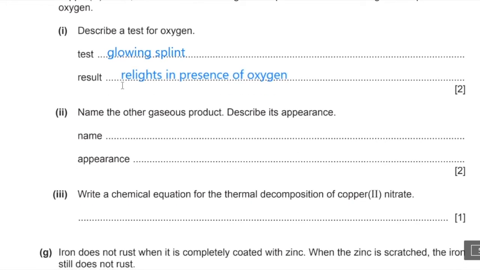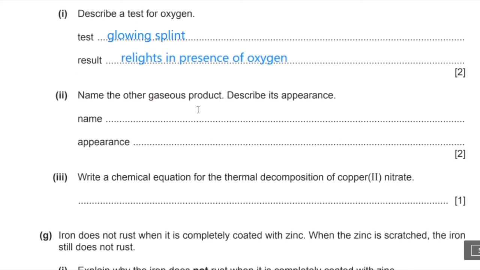Two, name the other gaseous product and describe its appearance. So the other gaseous product is nitrogen dioxide, and it is a brown colored gas.